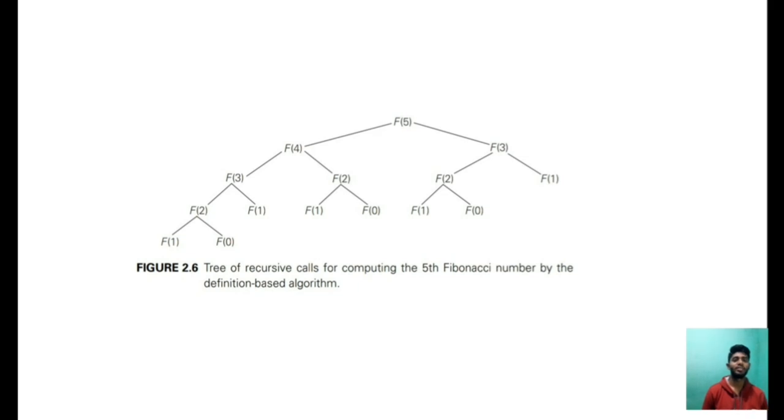And further, f of 3 is getting divided into two recursive calls, f of 2 and f of 1, which you can also indicate as f of 3 minus 1 is equal to f of 2, and f of 3 minus 2 is equal to f of 1. And f of 2 goes on calling the recursion of itself, and it calculates the fifth Fibonacci number according to this tree.